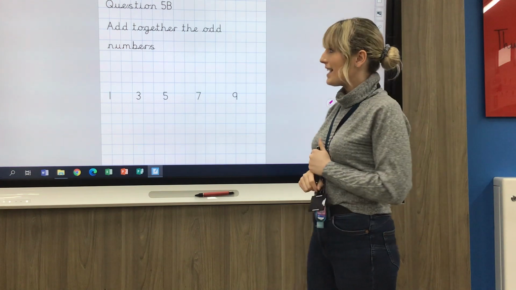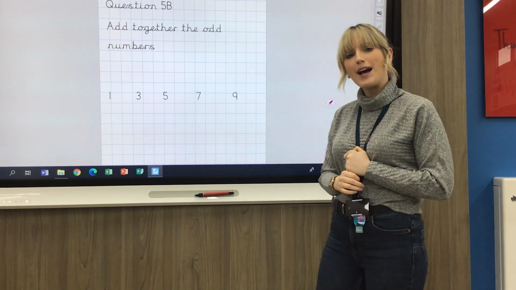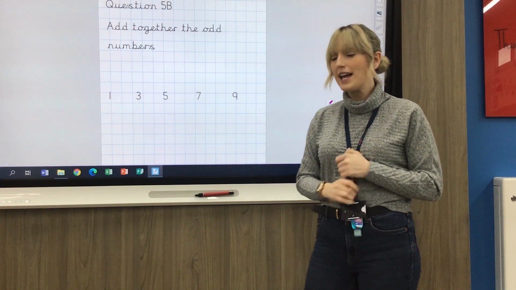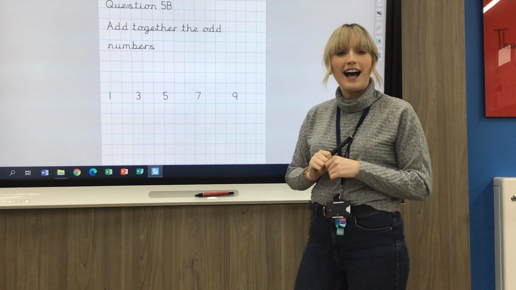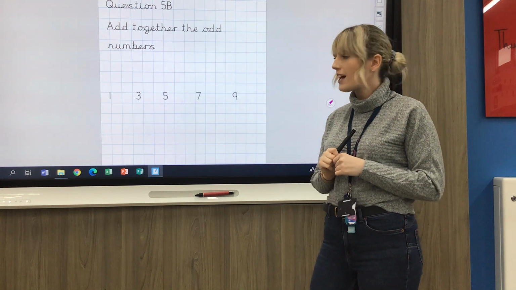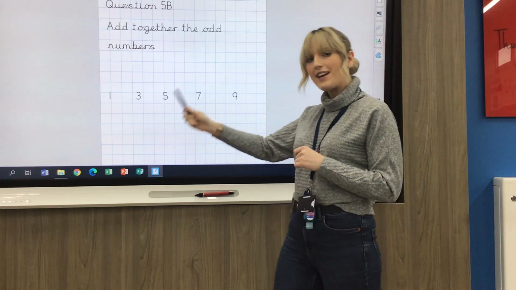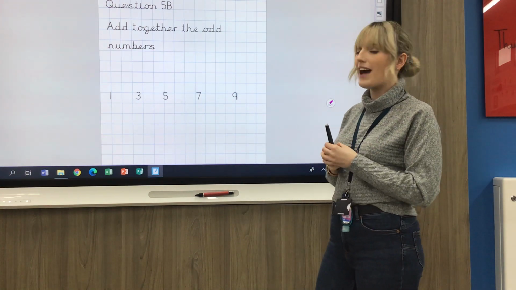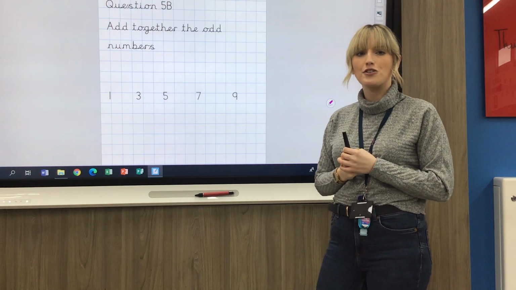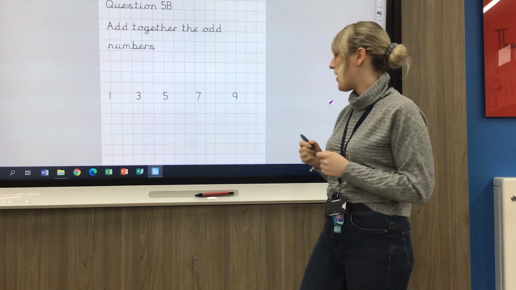Question 5B, it says add together the odd numbers. So I'm going to remind you of my little rhyme. 1, 3, 5, 7, 9. I like odd numbers all the time. So the numbers that end in a 1, a 3, a 5, 7, a 9 are odd. Okay, so add up all of the odd numbers. Circle the odd numbers and then add them together.